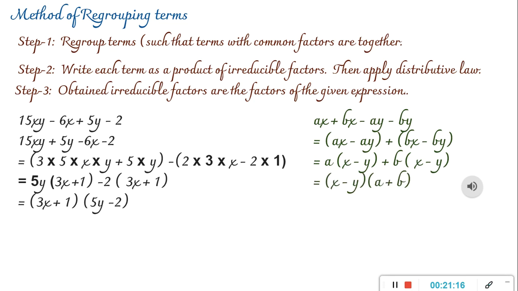You can try this out again. If we regroup, instead of ax and ay, we can group ax and bx, and in the same way minus ay and minus by. In this case, the common factor is x into a plus b, and the second term is minus y into a plus b. Here minus is also taken as common, so the inside sign will change to a plus. Now again see the common factor, that is a plus b. What is left out here? That is x minus y.